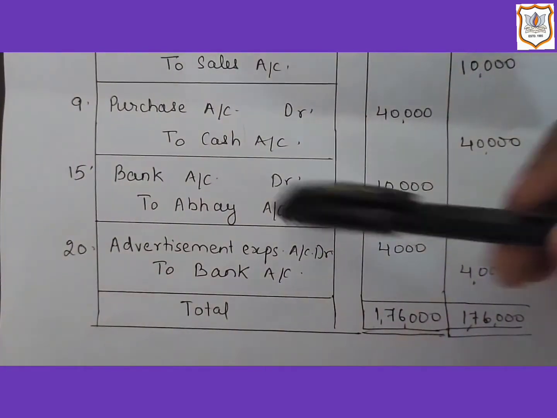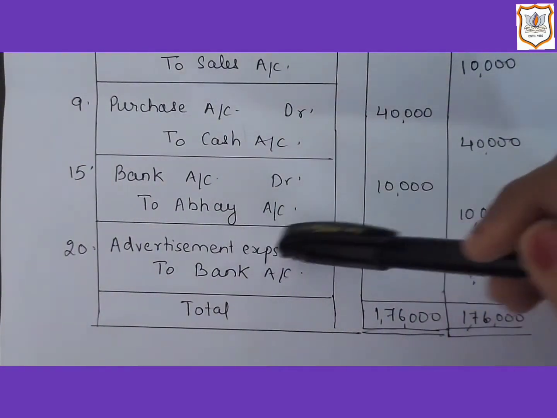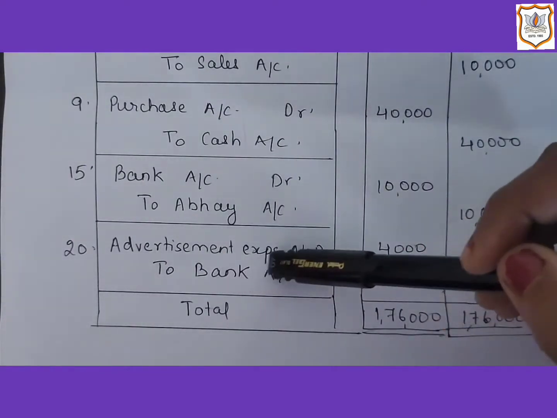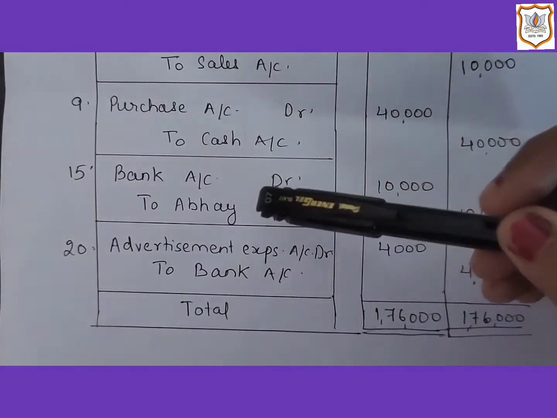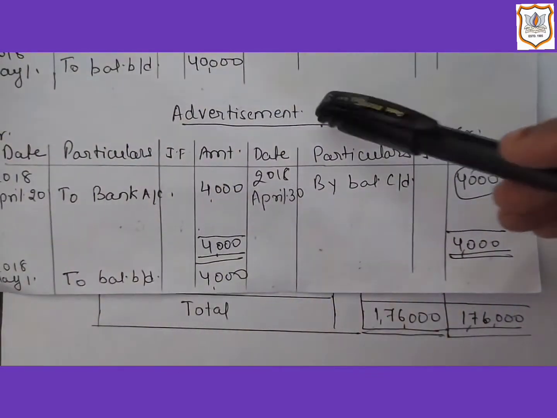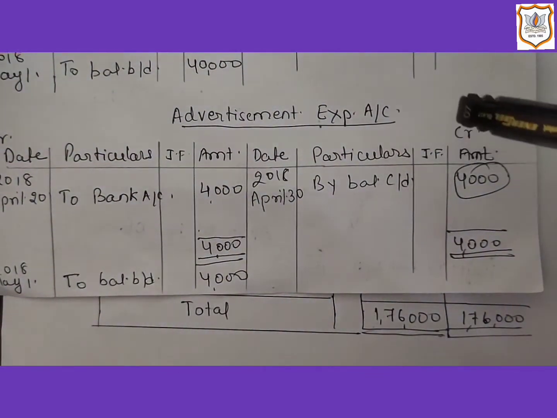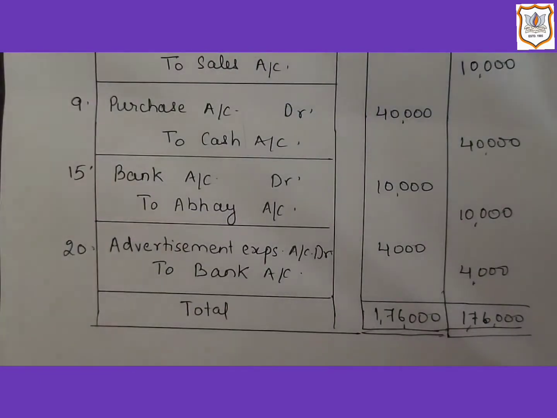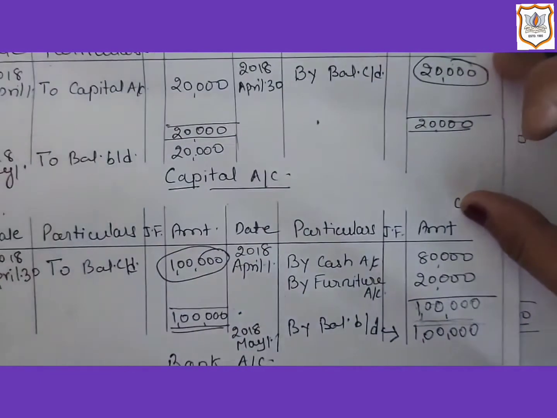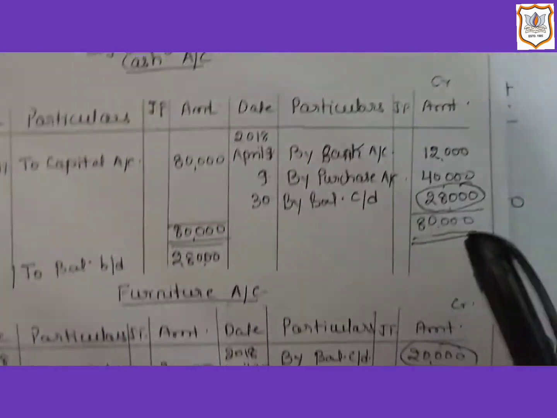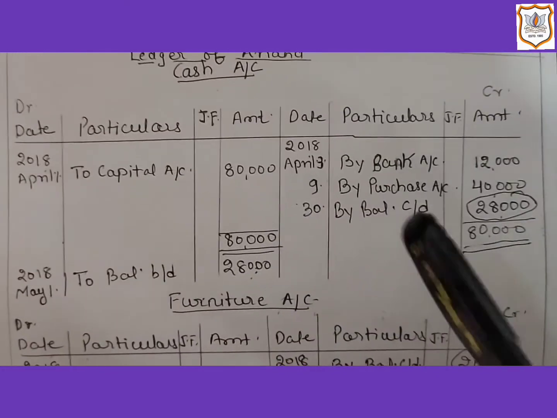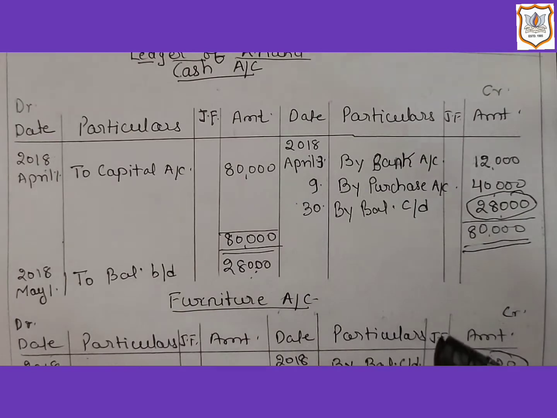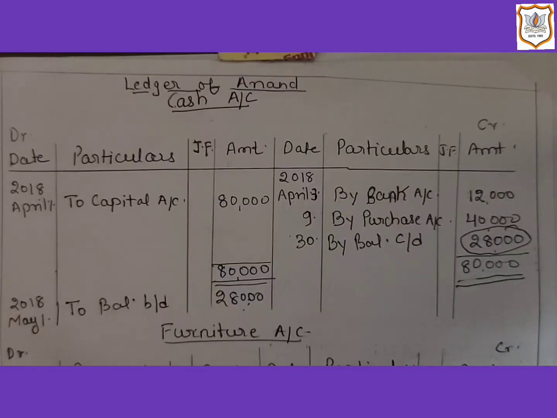Then in the next journal entry, advertisement expense account and bank account are affected. Bank account we have already prepared, and here we will prepare advertisement expense account. So here you can see on the basis of these journal entries, there are a total of eight accounts which will be prepared. Now first let us see posting from the journal entry.